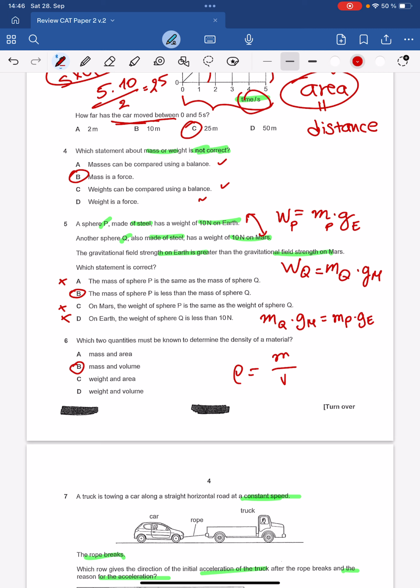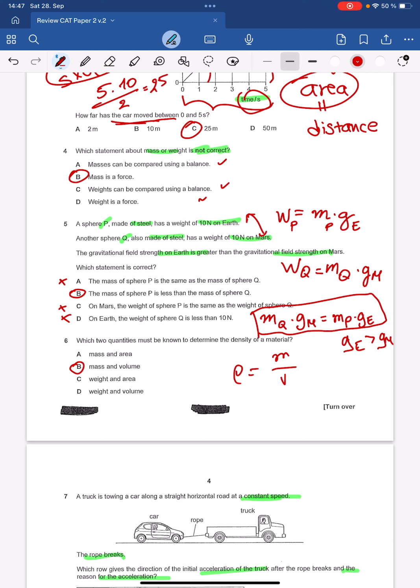Now, you also know that gravity's acceleration on Earth, so this one, GE, is larger than GM. So if GE is larger than GM and you want to have this equation as valid, the only option that could make that mathematically possible is if the mass of the sphere P is less than the mass of the sphere Q. That's not an easy question. You can't do that in your head. You need to write something down. And that's how I would have approached it.